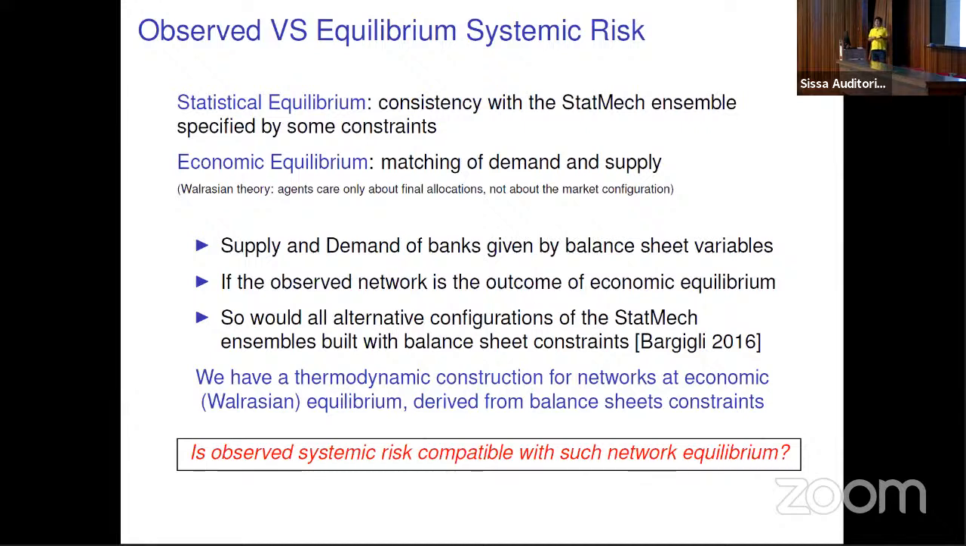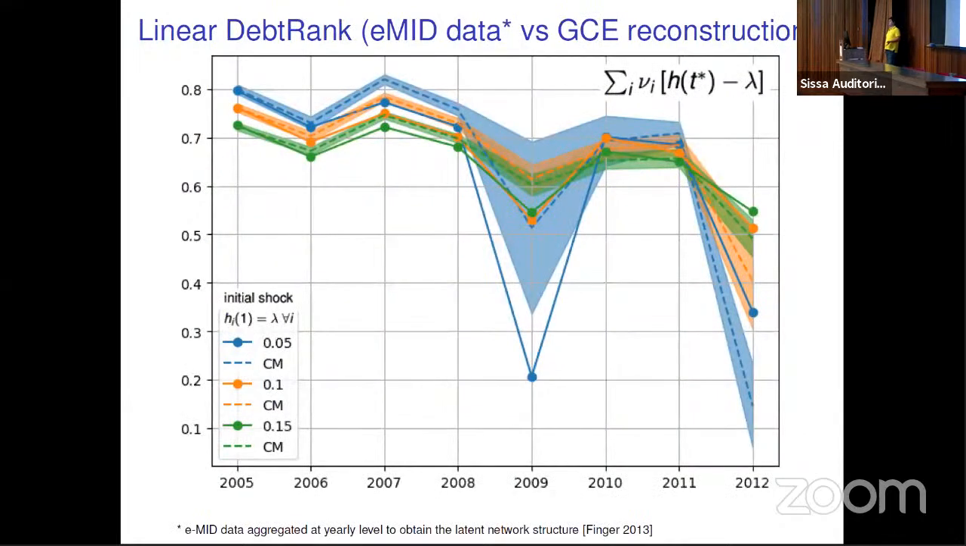Now we can ask: is the systemic risk that we measure on our system compatible with what would be obtained from economic equilibrium? To answer this question, we have to compare systemic risk on an empirical network with the statistical mechanics ensemble for this network.